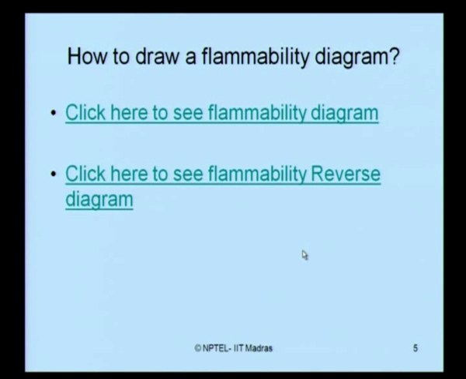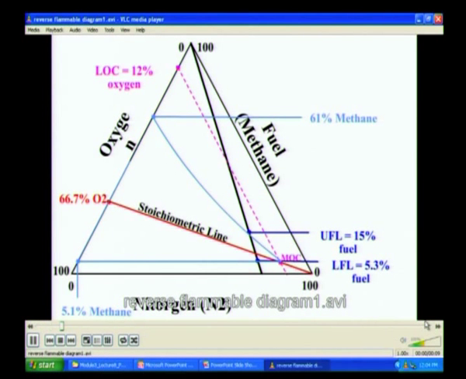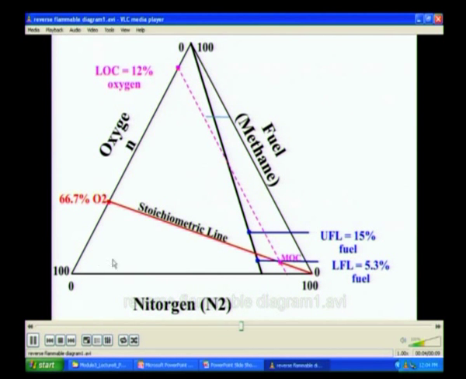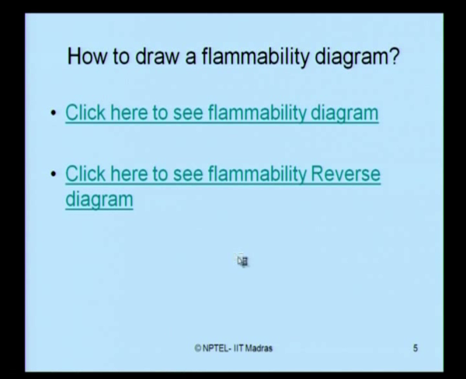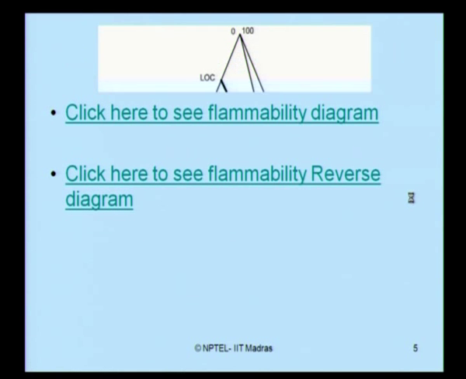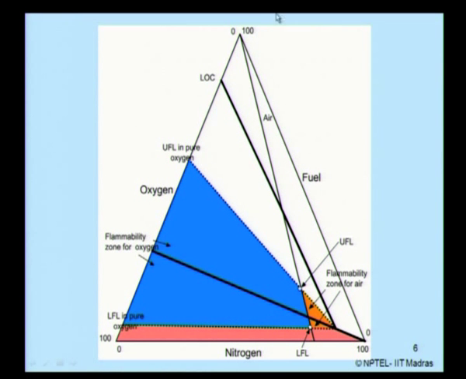Let us, for more understanding, see this diagram in a finished format and look at the reverse steps of this diagram. I have already drawn the diagram, now I am seeing how I have drawn this diagram for better understanding. You must have now understood how to draw the flammability diagram for a given fuel mixture. This is the completed diagram for a specific fuel.